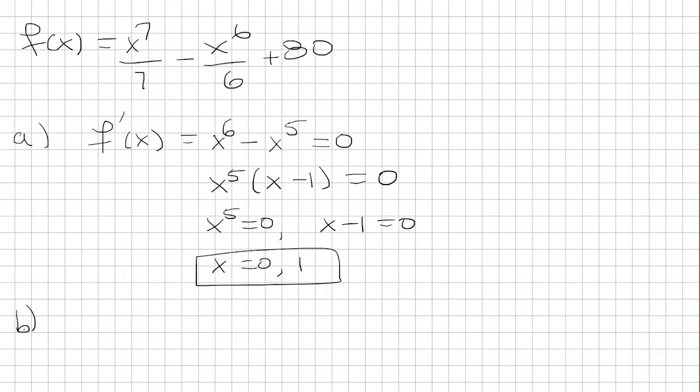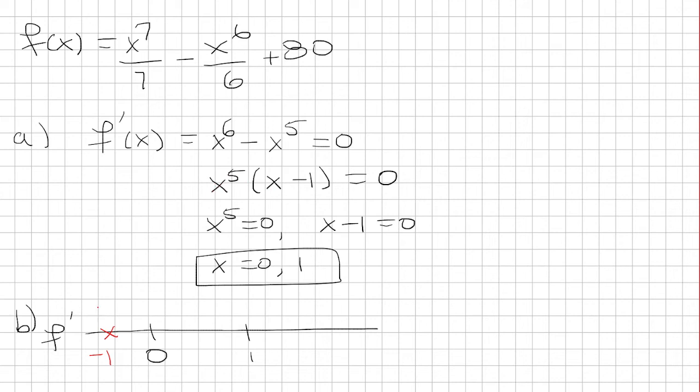Okay, now for part B. On which interval is the function increasing and on which interval is the function decreasing? So for that, we want to draw a number line, the first derivative, with our critical numbers. Now let's pick a number to the left of 0. Let's say -1. Plug it into the derivative. So the idea is, okay, plug in -1 in for x.